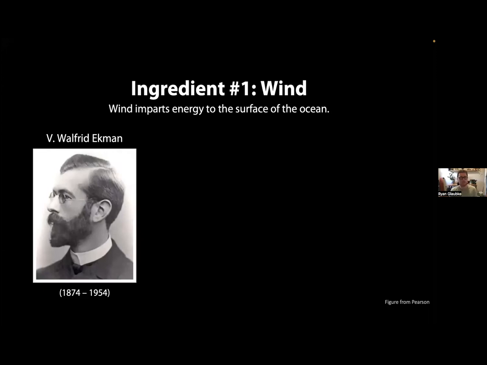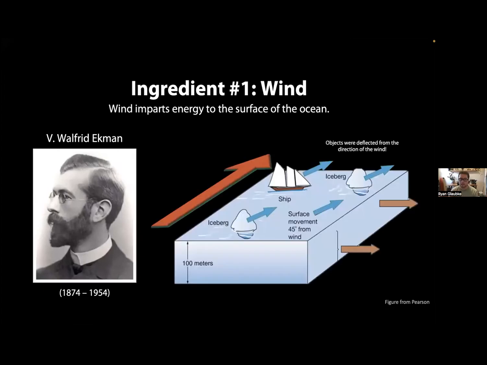And while he was chilling out on the deck of the ship, doing whatever physicists did for fun in 1905, he noticed something really weird. He was watching icebergs drift past the ship, just like this. And he realized that the icebergs weren't floating along with the direction of the wind. They were drifting at about a 20 to 40 degree angle off of the direction of the wind.